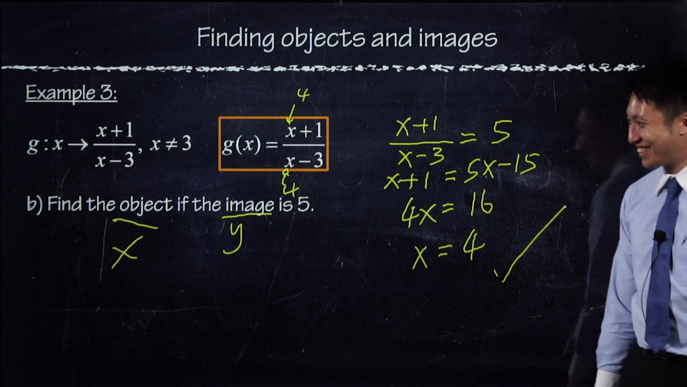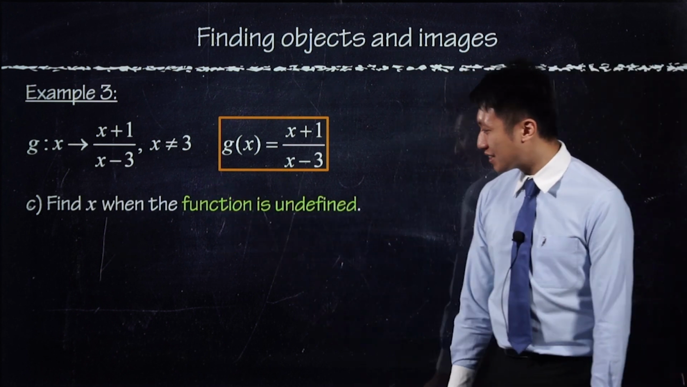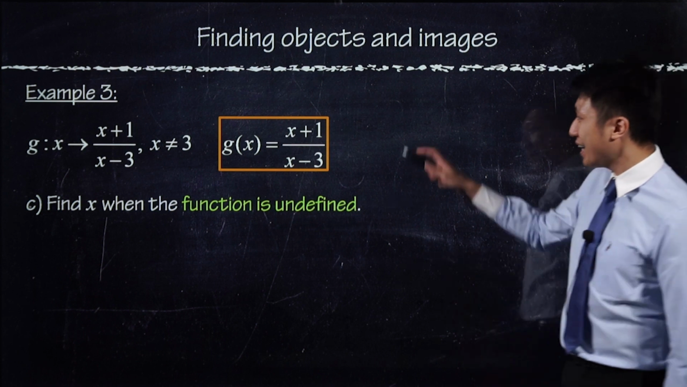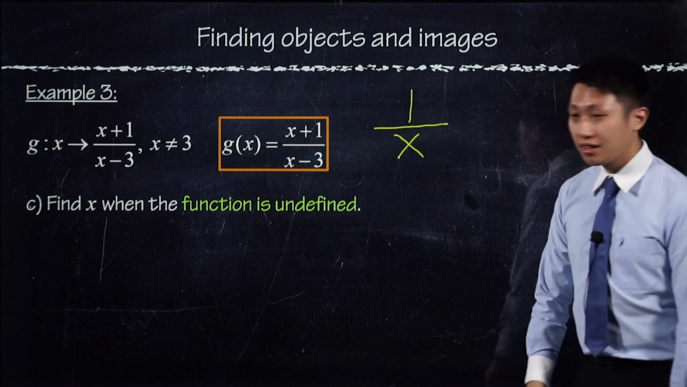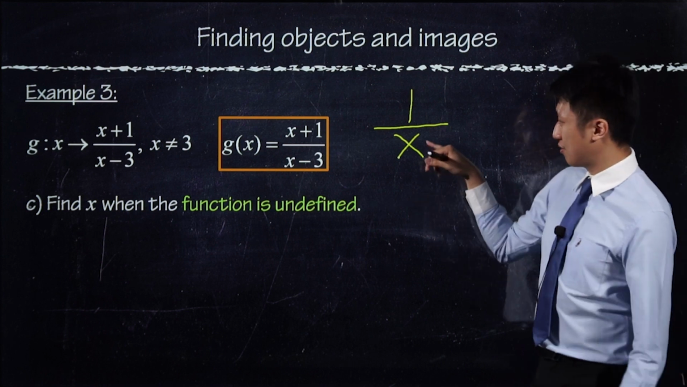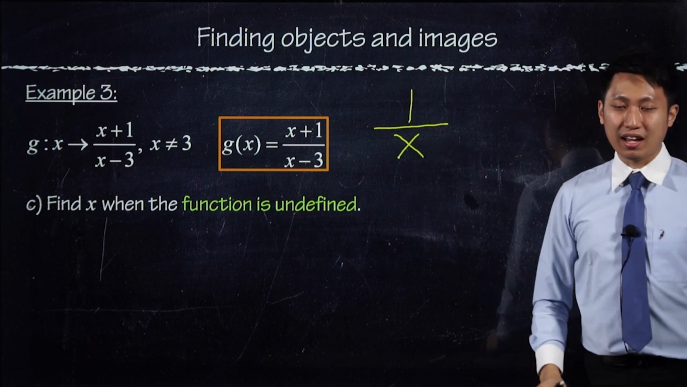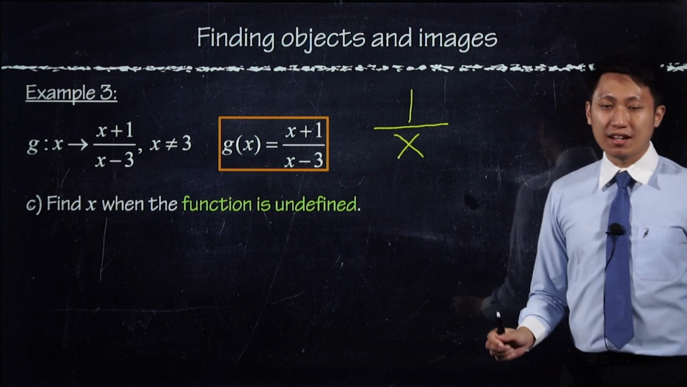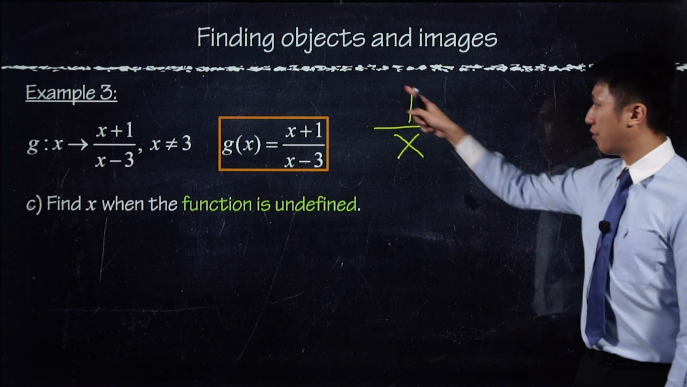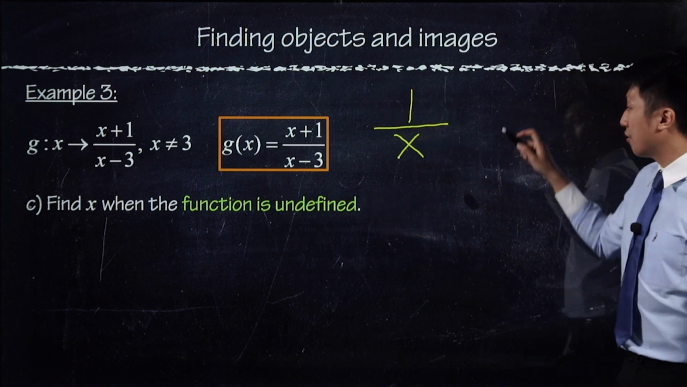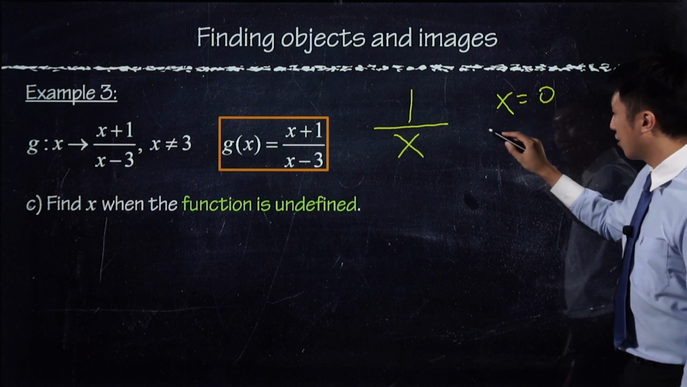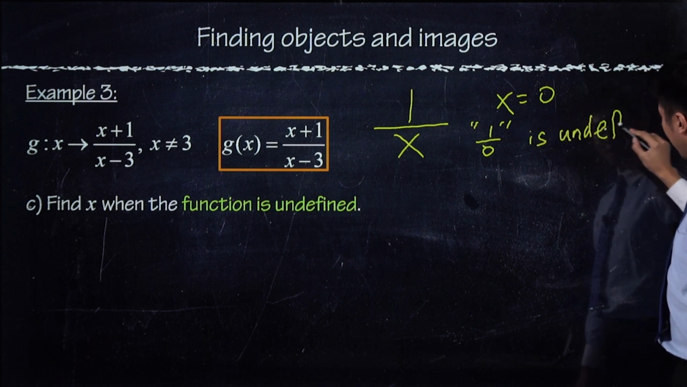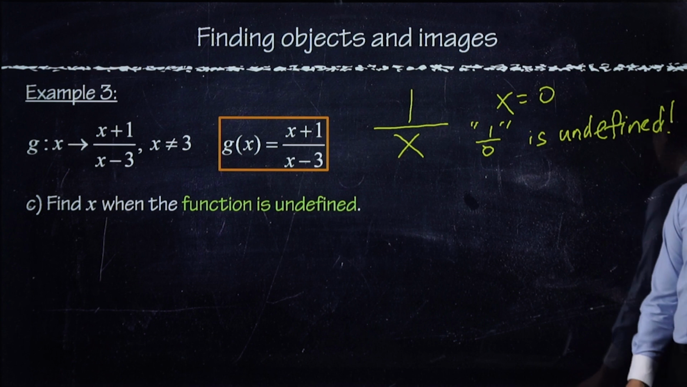So, next. Find x when the function is undefined. What does it mean by undefined? If you have 1 over x, what is the value that you key into your calculator for this one? 1 over that value, it will give you math error. So undefined means you can't have any value for the output. For this case, when x equals 0, then 1 over 0 is undefined.